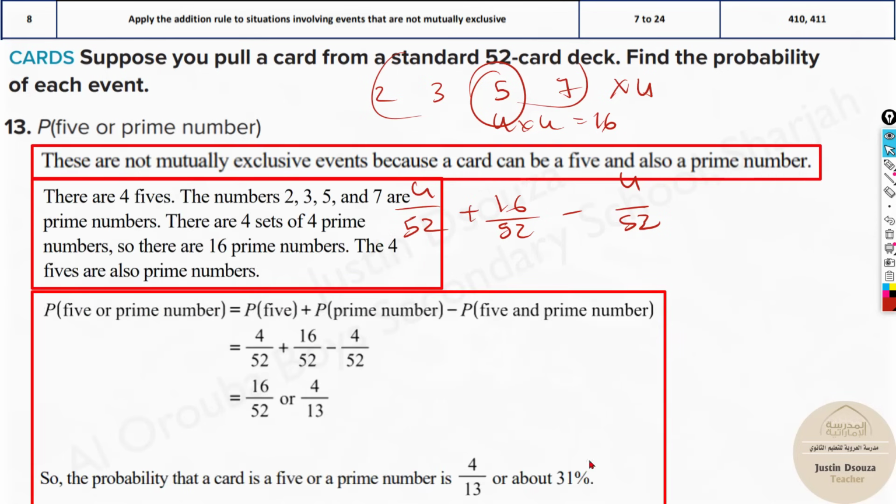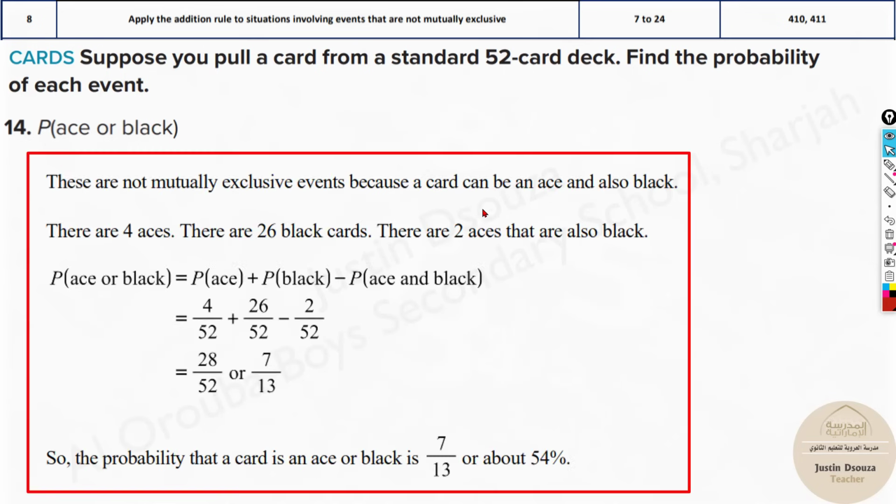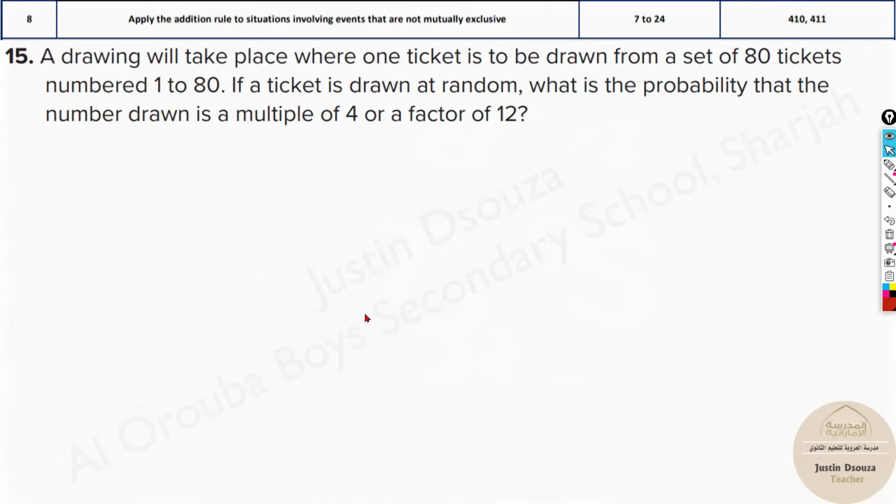You can just put it in the calculator and find it in percentage or in decimal. Now, ace or black. So how many black suits are there? There are 2 suits which are black, so that means it's 26 out of 52. How many aces? 4 out of 52. And the common one is 2 out of 52. So 4 by 52 plus 26 by 52, and both ace and black, there are 2, spades and clubs.